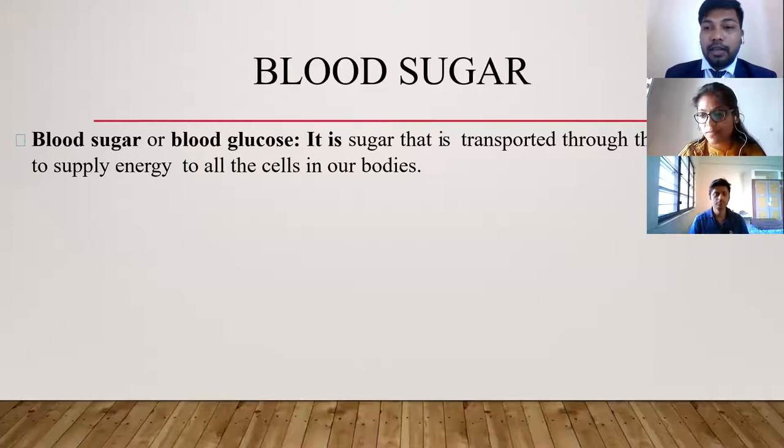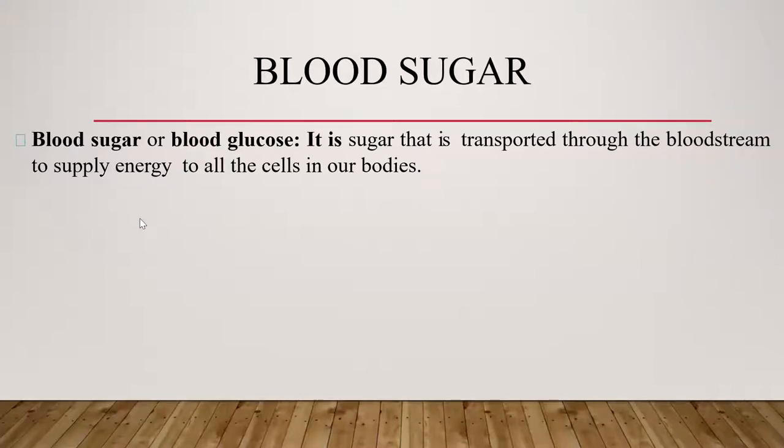So what is blood sugar? Blood sugar, also called blood glucose, is a sugar that is transported through the bloodstream to supply energy to all the cells in our body. Sugar is nothing but glucose, right? In our blood, we have sugar in the form of glucose. And this glucose is required for our body cells to nurture themselves and to grow. So that is what blood sugar is.